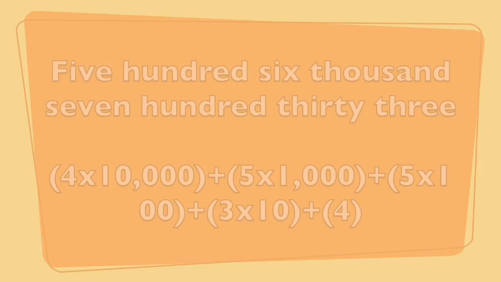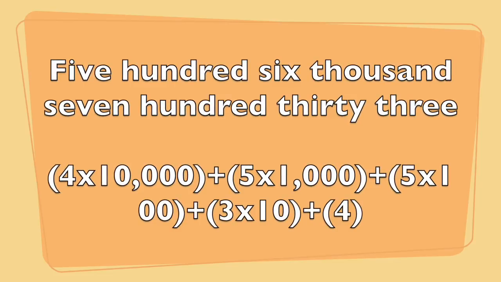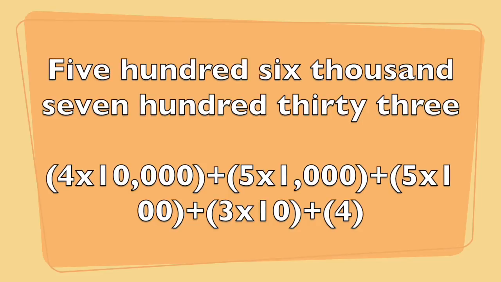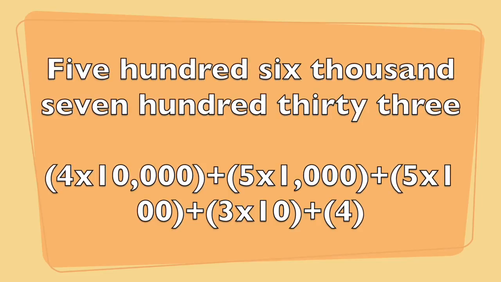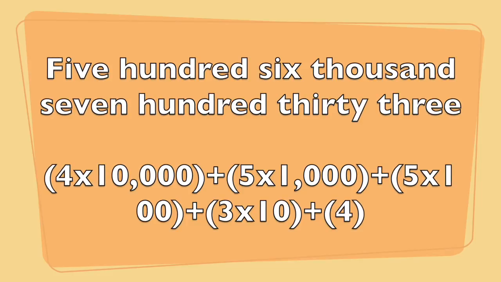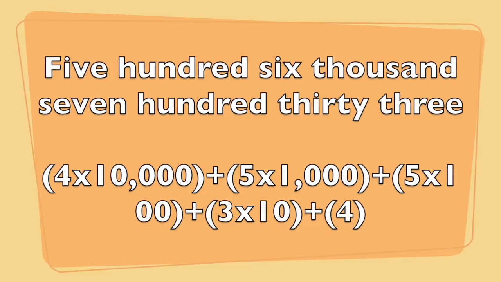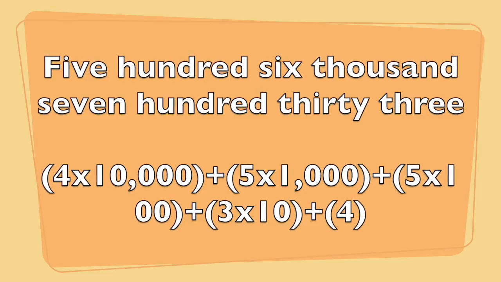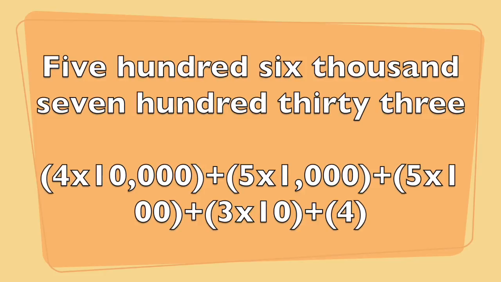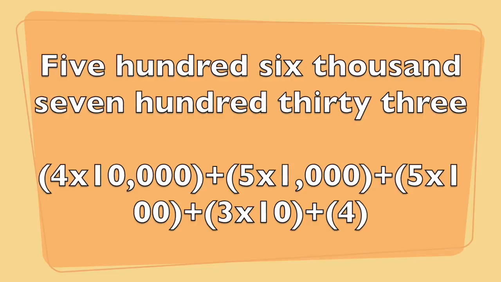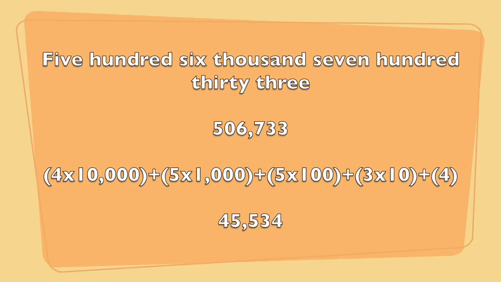Good. Now I'm going to give you guys a few examples of a number in a different form, and I want you to write down the number. So first we have 506,733. Then the second one, we have 4 times 10,000 plus 5 times 1,000 plus 5 times 100 plus 3 times 10 plus 4. So how did you guys end up doing?